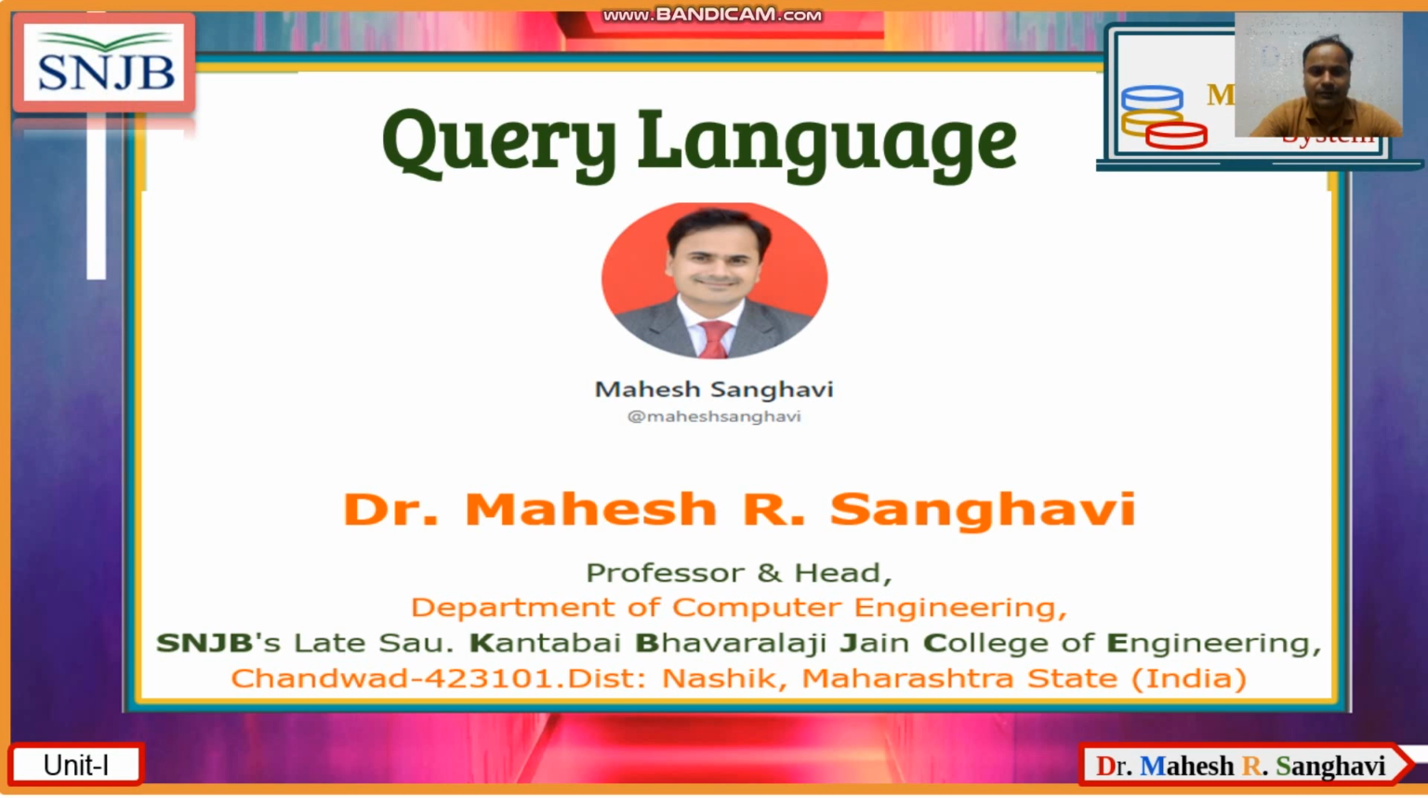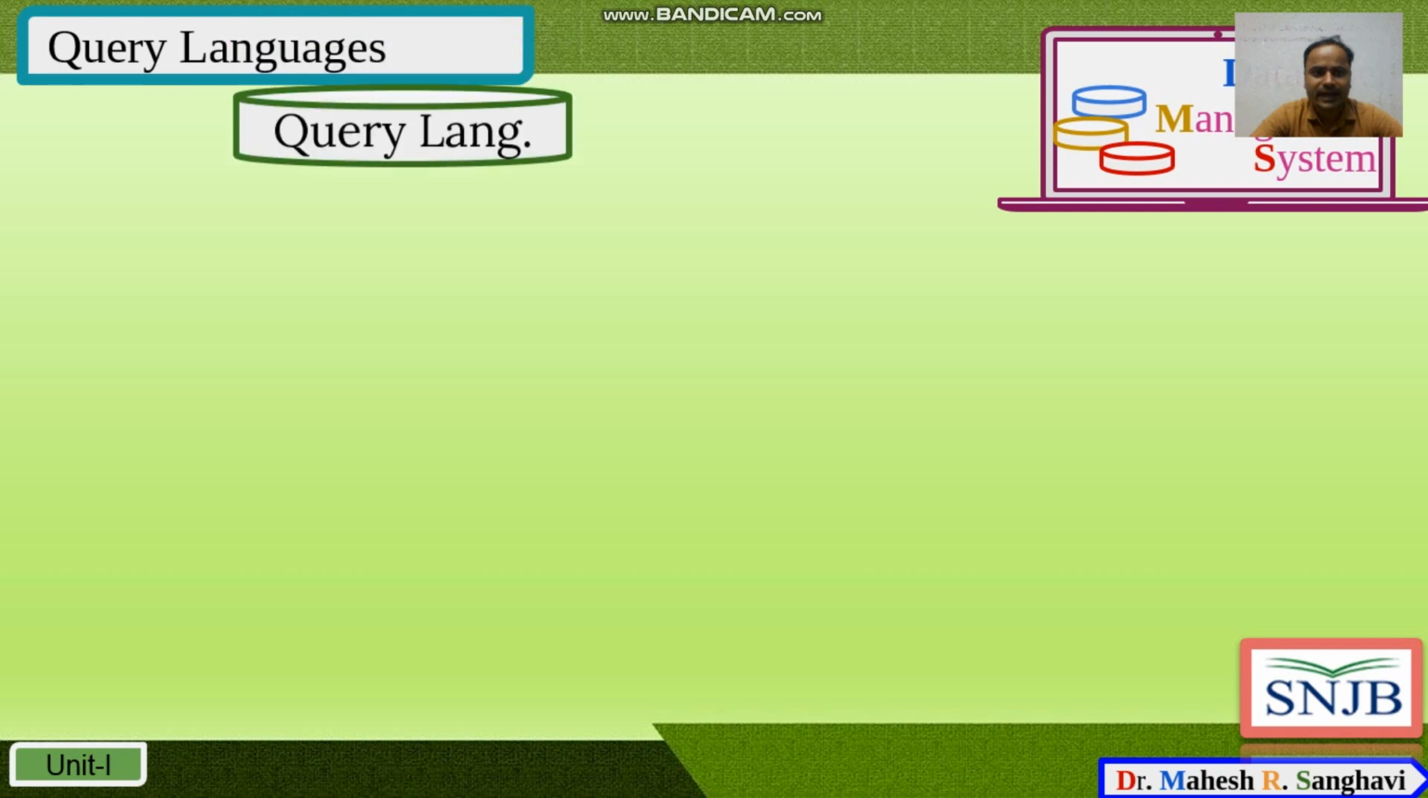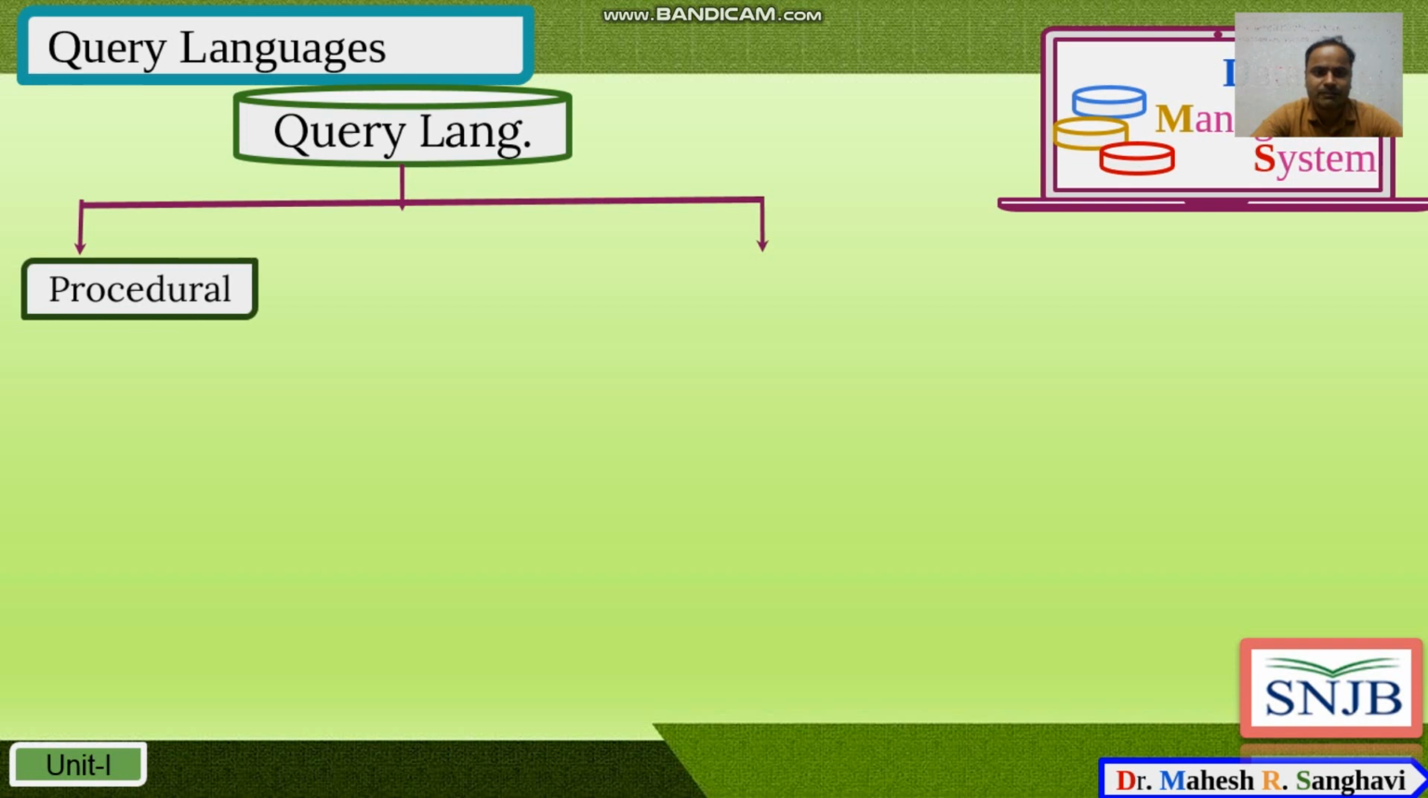This is the topic from unit number 1 of database management system. In query language there are various types of query languages. The language by which we can form a query, a question which we can ask to any sort of database system, and that database system will extract some information out of it, is known as query language. Query language has mainly two types: procedural query language and non-procedural query language.